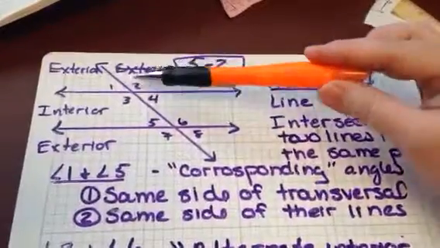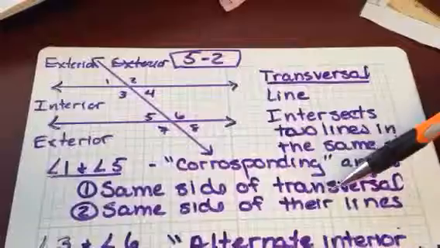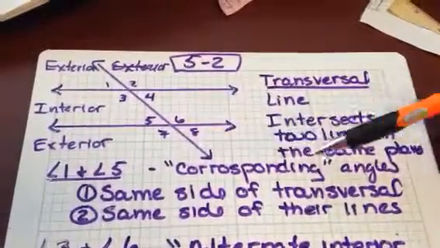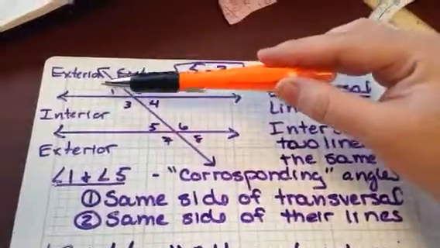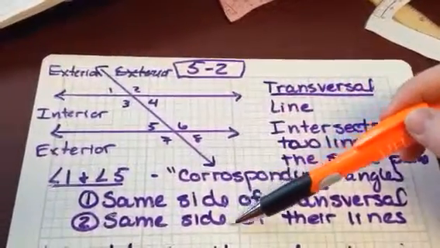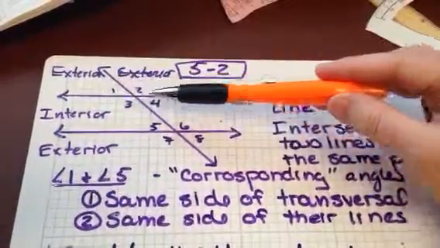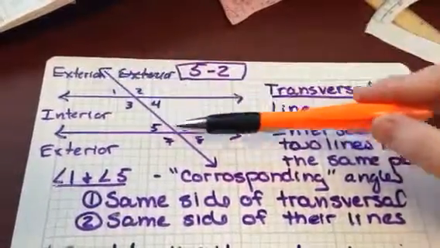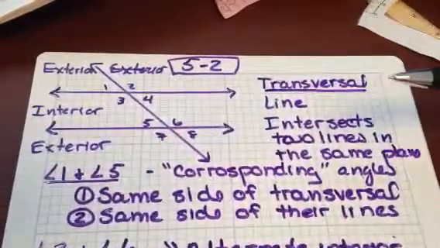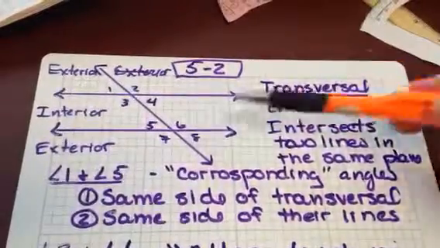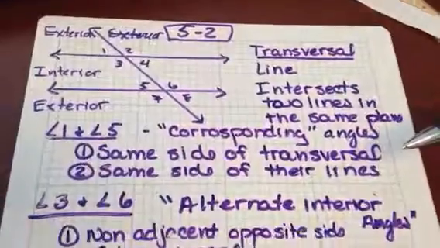Now we've already said that angles 1 and 5 are corresponding angles. We've already given them that term, but now we can define it. Corresponding angles are on the same side of the transversal line, and on the same side of their parallel line. Notice that 1 is on the top part of that parallel line and to the left of this transversal, and angle 5 is also on the top and to the left. So using this definition, you should be able to identify all of the rest of the corresponding angles.